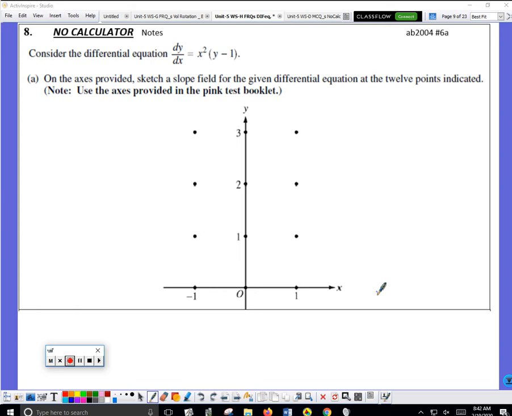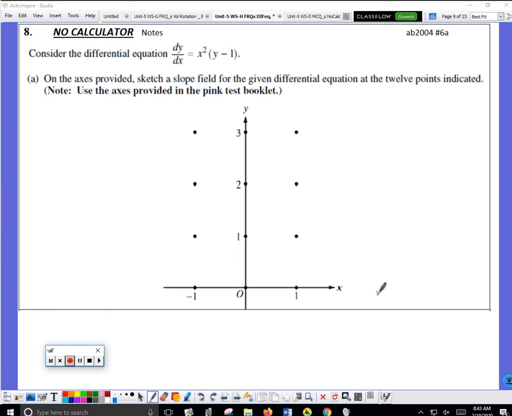So in your test booklet, you will have a picture like this. And they say sketch the slope field. Okay, sketching a slope field is really, really simple. You're just drawing a picture of what the differential equation is saying. So let's talk about what the differential equation is telling you.